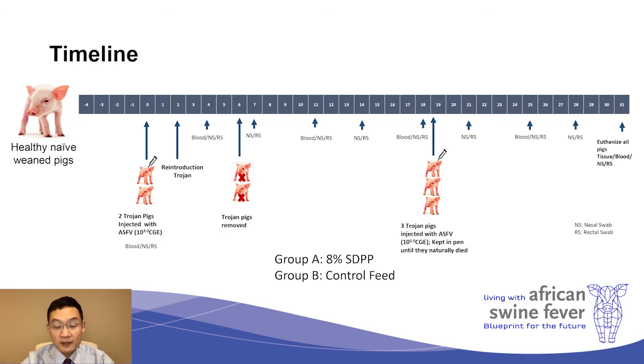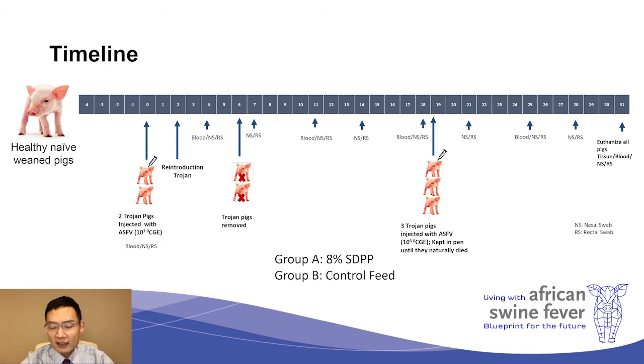To our surprise, very surprising, none of the pigs from either group ever developed African swine fever infections. So, because of that, we decided to extend this research a little longer by introducing additional Trojans, additional infected pigs. So in this case, on day 19, we brought in another 3 Trojan pigs.